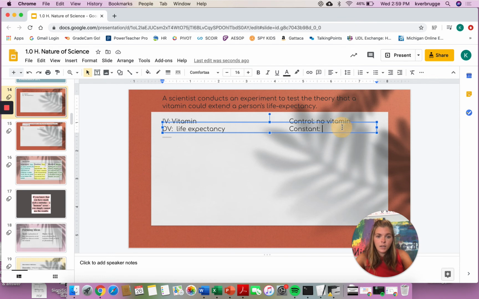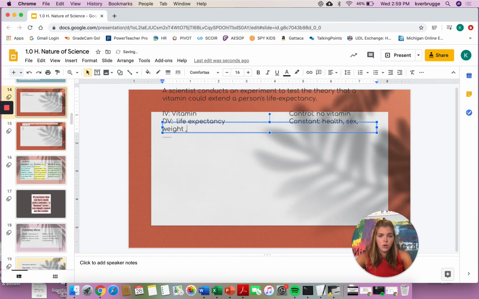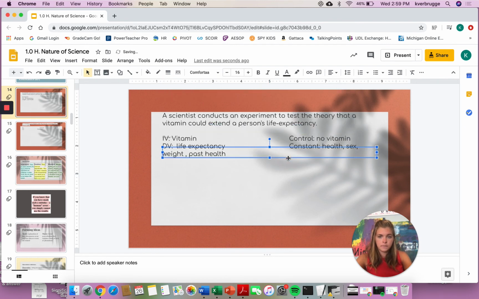And the constant could be a lot of different things. The constant could be the health of the individual taking the vitamin, the sex of the person taking the vitamin. It could be the weight of the person taking the vitamin, or past health experiences, so family health related things. Those could all be instances of what a constant could be.